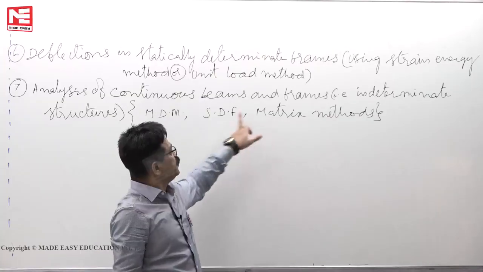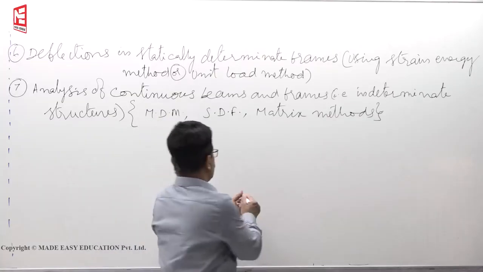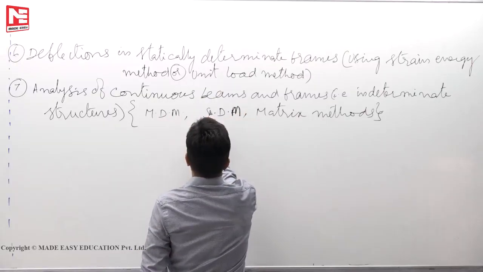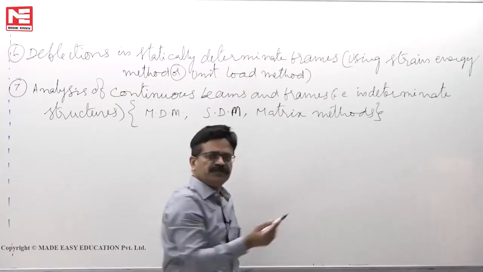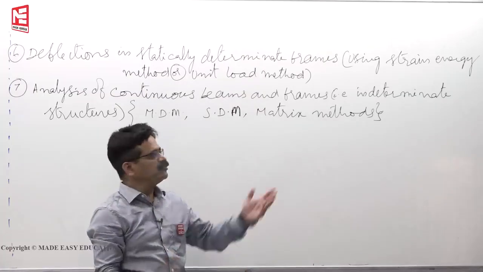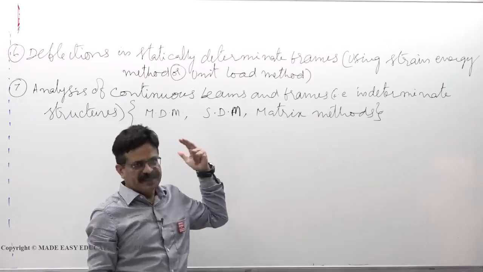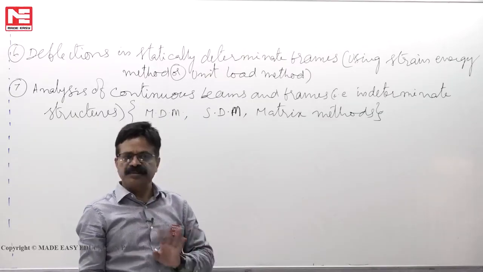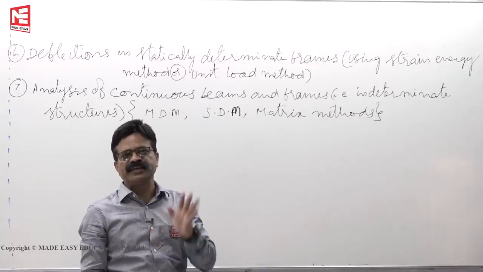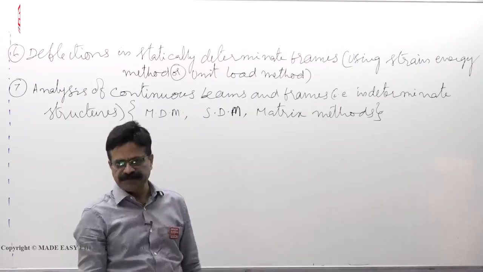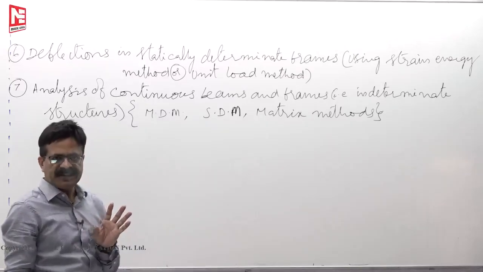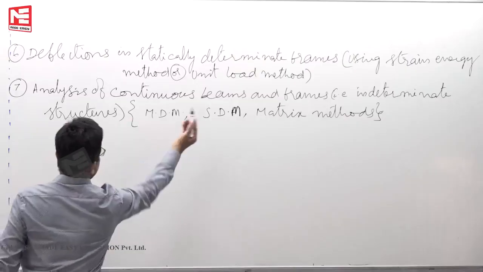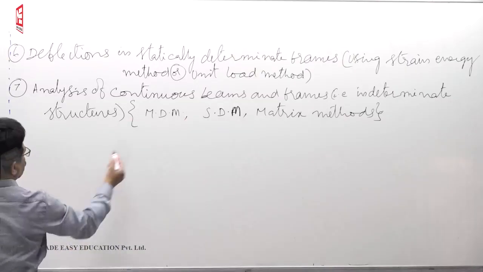if you know the moment distribution method, slope deflection method, or the matrix methods. In matrix methods you have the flexibility matrix method and stiffness matrix method. If you know these three methods, for any question they give us in the exam, the maximum time you can take is 45 seconds. A 2 marks question takes only that much, not more than that. Okay. So, this is about the analysis of continuous beams and frames.